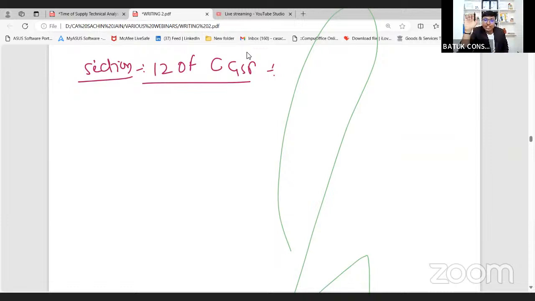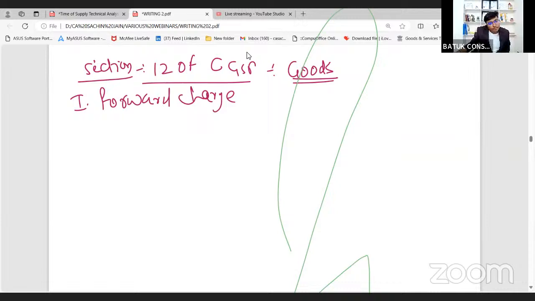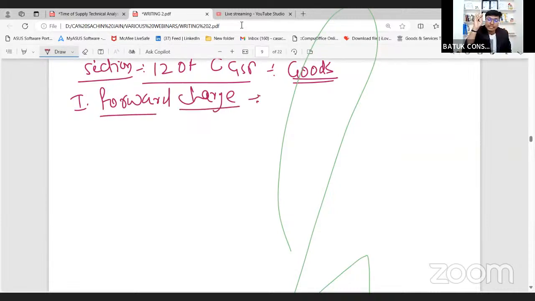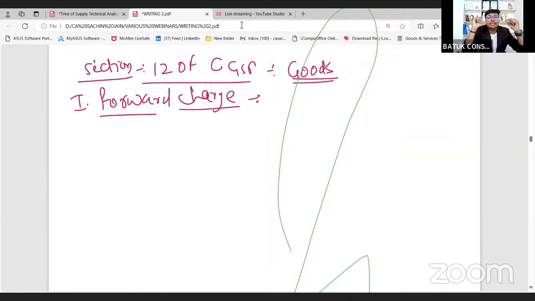Now first, section number 12, that is time of supply in case of supply of goods. Determination of time of supply in case of supply of goods. और फर्स्ट जो सिनेरियो है मेरा वो है फॉरवर्ड चार्ज. In case of forward charge, how I am going to decide the time of supply. Okay, so time of supply means कब मुझे जीएसटी का पेमेंट करना है. That is the basic concept of time of supply.